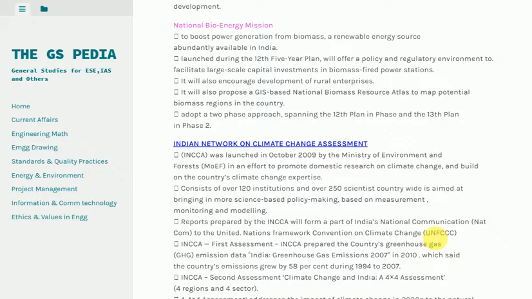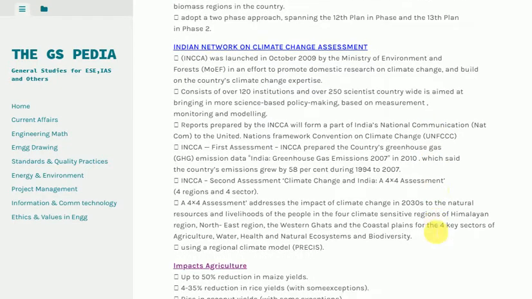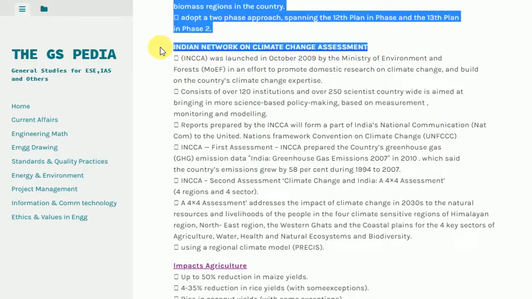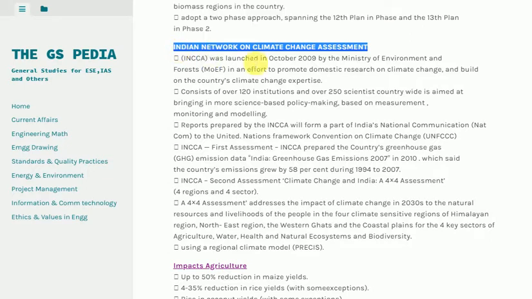Indian Network on Climate Change Assessment. INCA was launched in October 2009 by the Ministry of Environment and Forests (MoEF) in an effort to promote domestic research on climate change and build on the country's climate change expertise. Consists of over 120 institutions and over 250 scientists countrywide, is aimed at bringing in more science-based policy-making, based on measurement, monitoring and modeling.